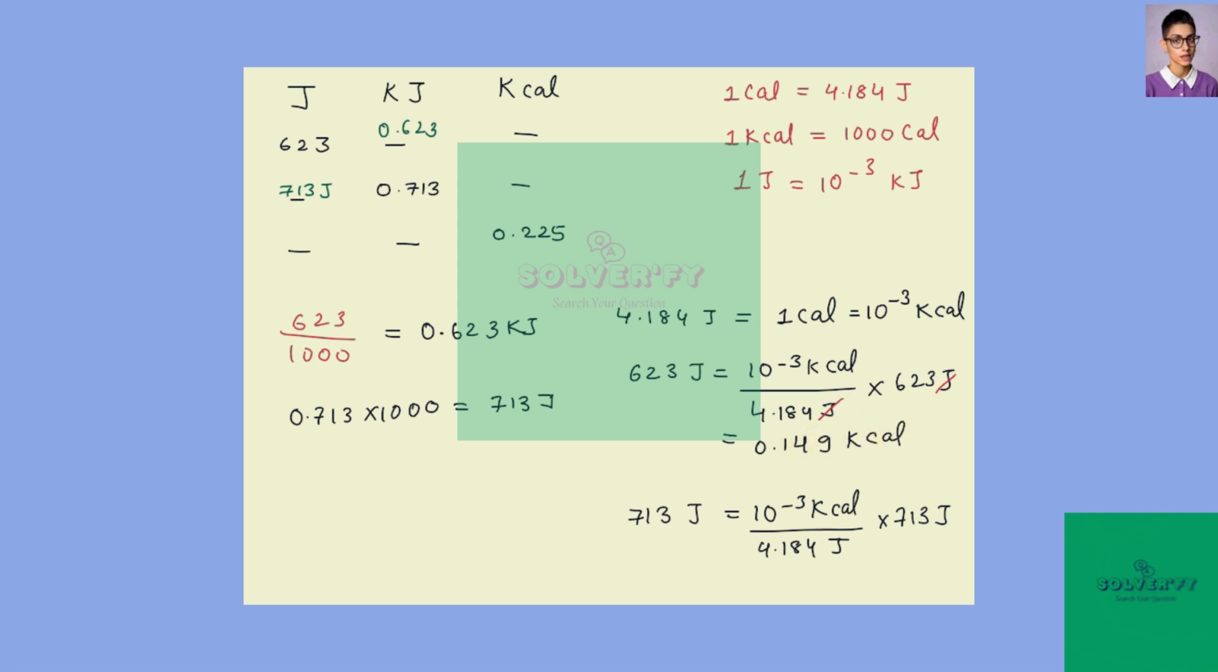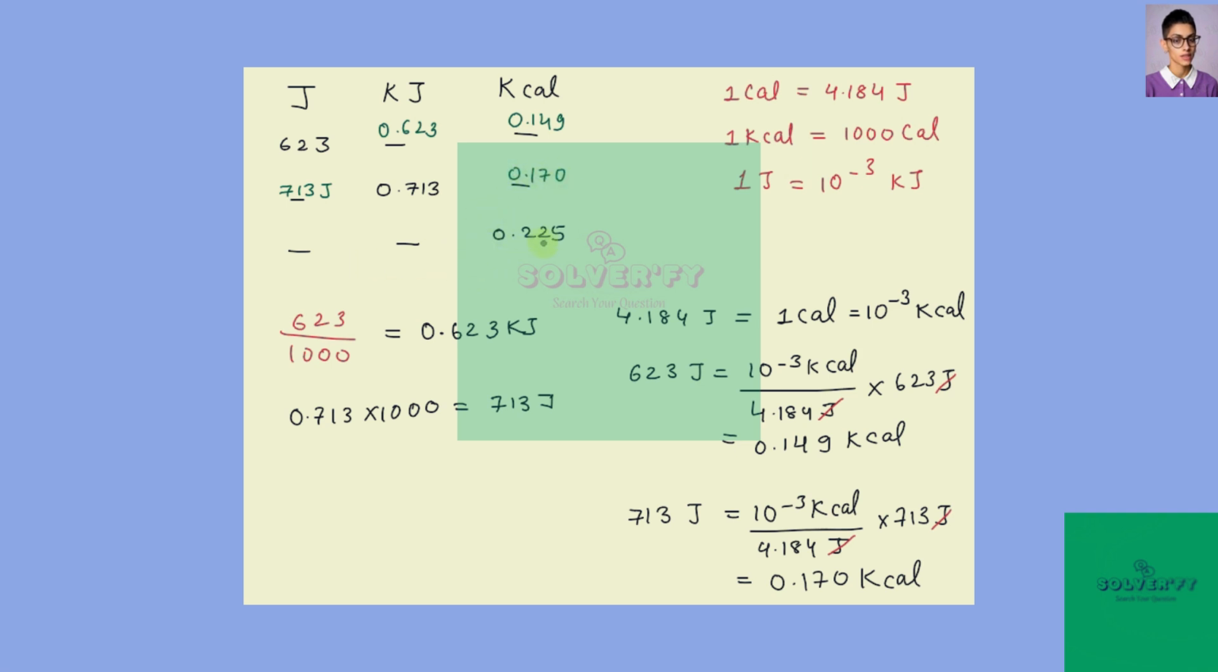kilocalorie, and here we can say 713 joule will be equal to 10 raised to power minus 3 kilocalorie divided by 4.184 joule into 713 joule. Joule value will be cancelled. On solving, we are getting 0.170 kilocalorie. Hence, here we can write 0.149 and here we can write 0.170.